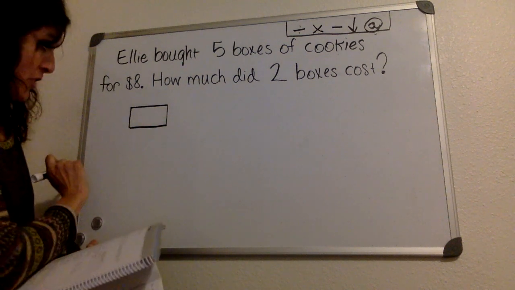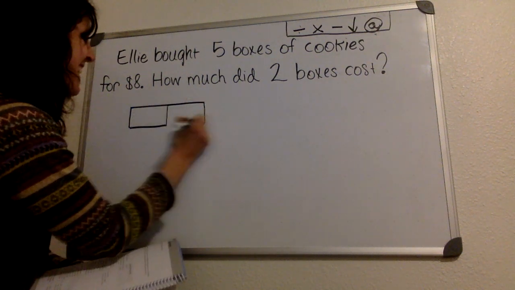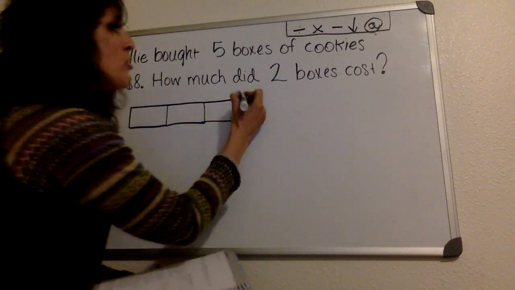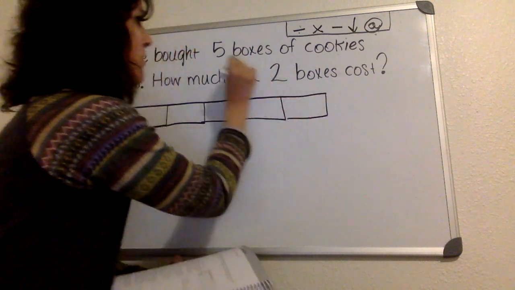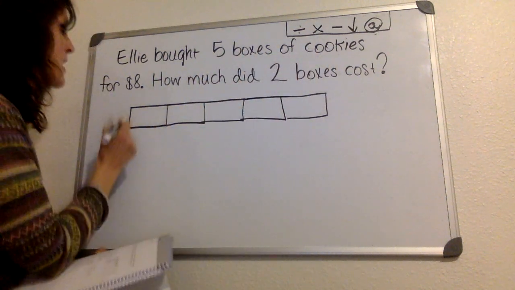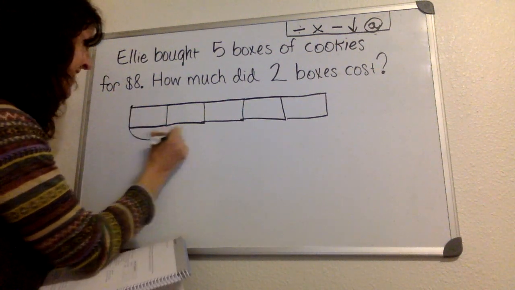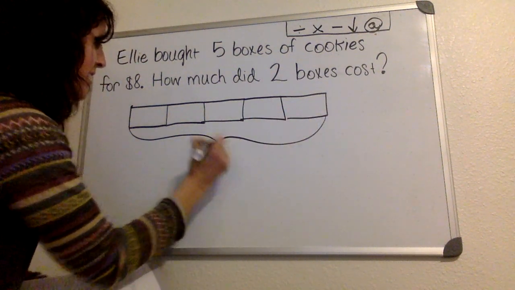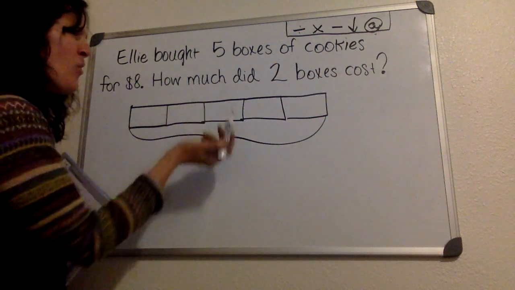Okay, so we've got 1 box of cookies. That's our unit, is 1 box of cookies. And then we've got another box. In another box, notice I'm drawing them all the same because we know each of these boxes are the same. Okay, so we have 1, 2, 3, 4, 5 boxes of cookies. Each of those boxes are the same. And all together, I'm going to put it down here. All together, these boxes cost $8.